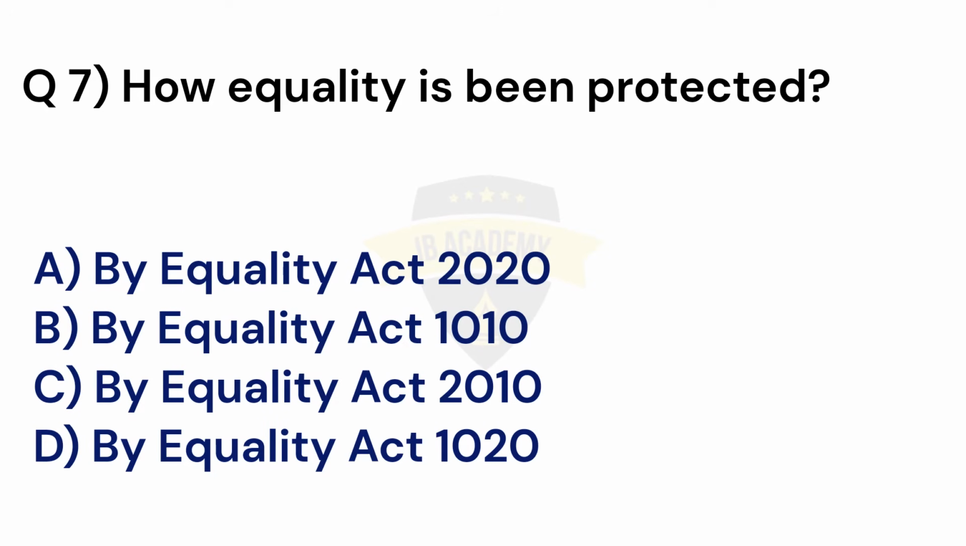Question 7. How is equality protected? Option A. By Equality Act 2020. Option B. By Equality Act 1010. Option C. By Equality Act 2010. Option D. By Equality Act 1020. The correct answer is option C. Many characteristics are protected under the Equality Act 2010.